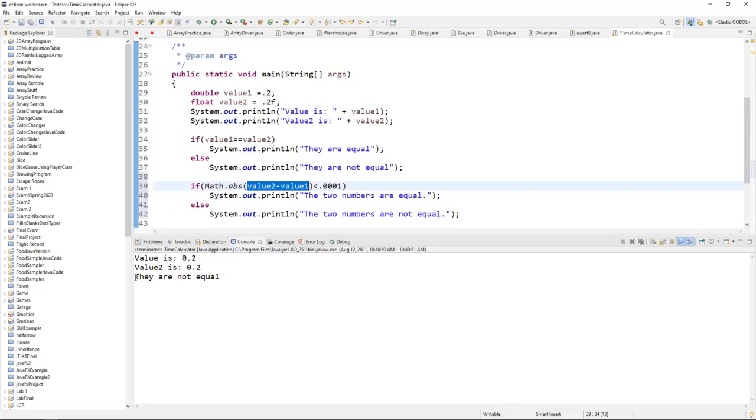Now, based on our previous assessment, they said that they were not equal. So let's see what happens now when we consider a threshold value. Now we see that the two numbers are equal, but as we add zeros to it, eventually we're going to reach the point where our threshold value no longer makes them equal.